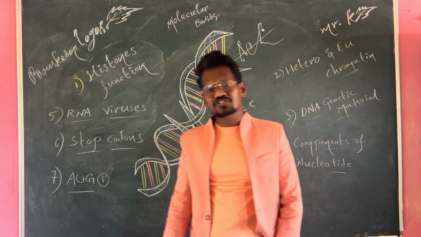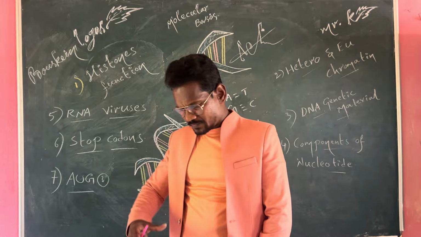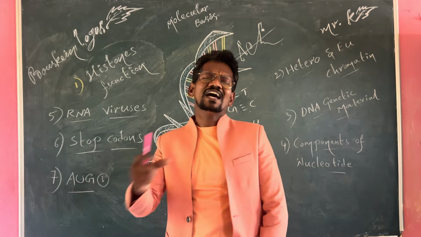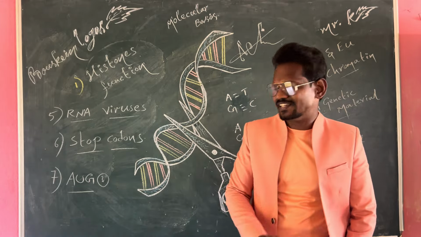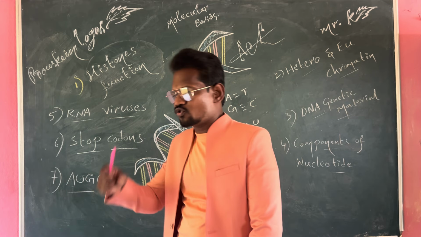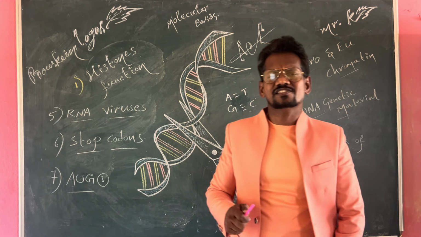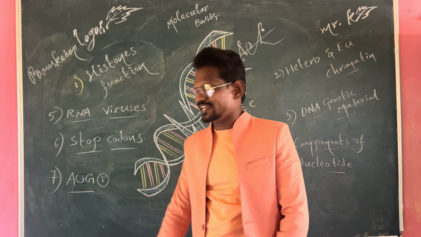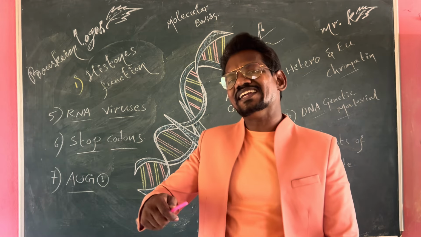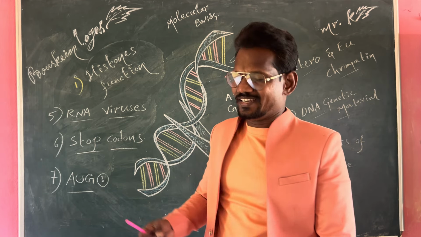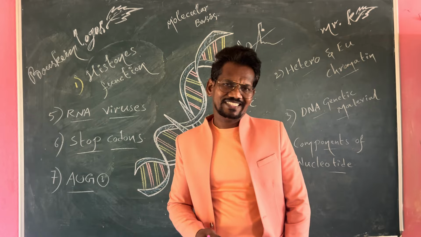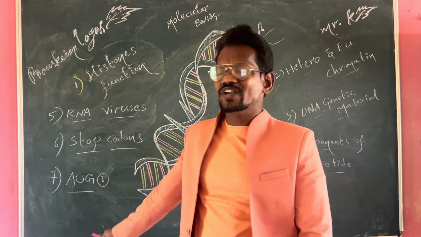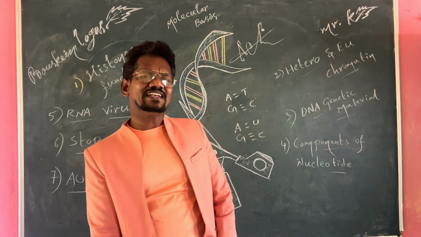What is AUG and what does this codon indicate? In the sense, what is the specific characteristic feature of AUG? The AUG codon codes an amino acid known as methionine. So the methionine amino acid is coded by AUG, and also it initiates mRNA translation. Initiation by AUG is the main theme, and coding methionine is also a main theme.